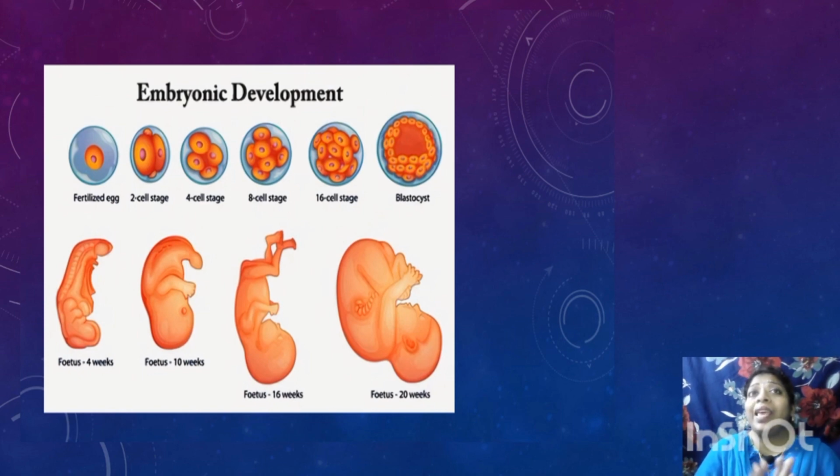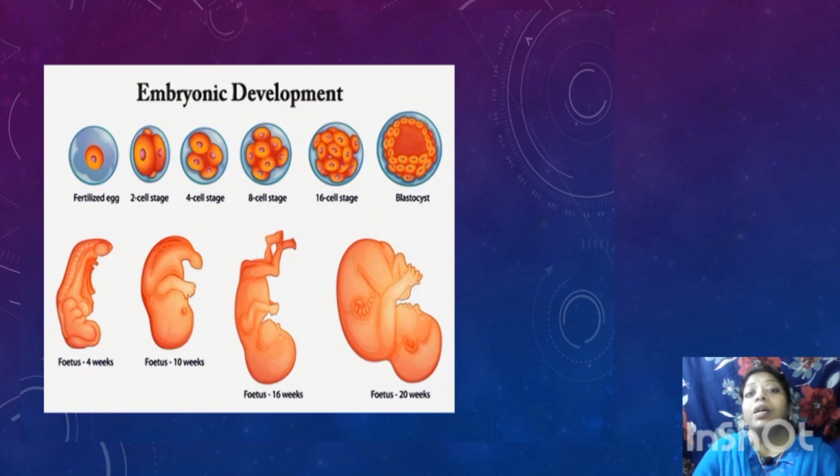Once the egg is fertilized with a mature sperm, a zygote is formed. What is a zygote? The developing embryo. As you can see in the figure, the zygote undergoes many cell divisions: one cell divides into two, two into four, 4 to 8, 8 to 16, and it goes on like that.